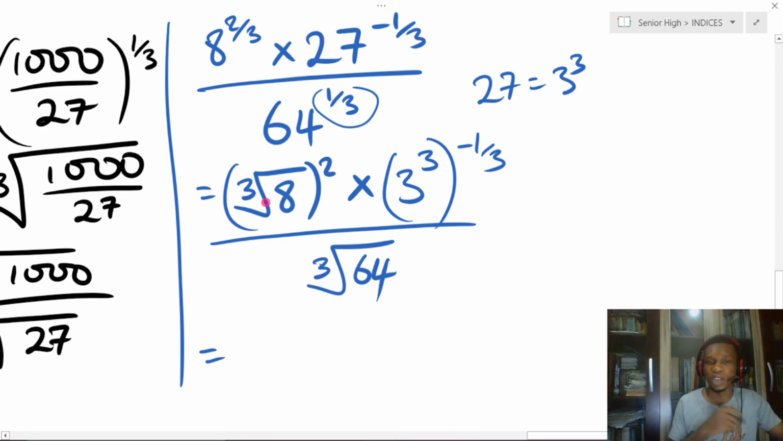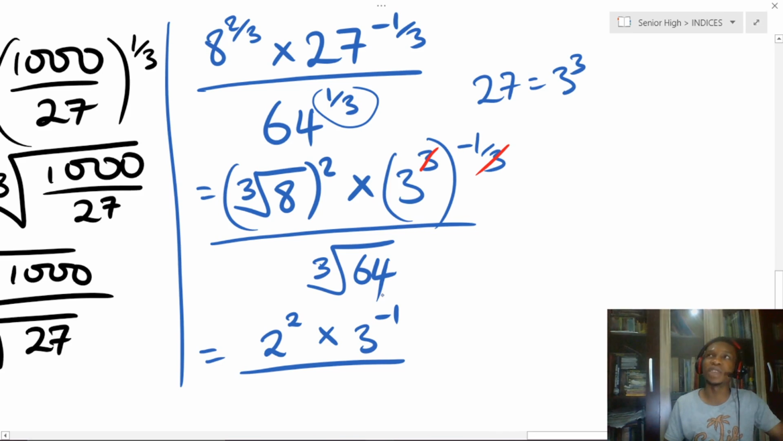So solving this particular one, the third root of 8 is 2. 2 raised to the power of 2 times this particular one. We can see here that 3 can cancel out 3 here. Is that not so? Therefore, what's remaining is 3 raised to the power of minus 1 over, now the third root of 64 will give us what? I believe it's meant to be, no, not 8, that's meant to be 4. Yeah, 4, because 4 times 4 gives me 16, and 16 times 4 gives me 64. So it's going to be 4.